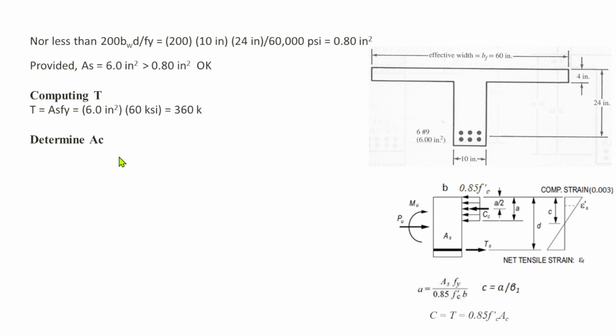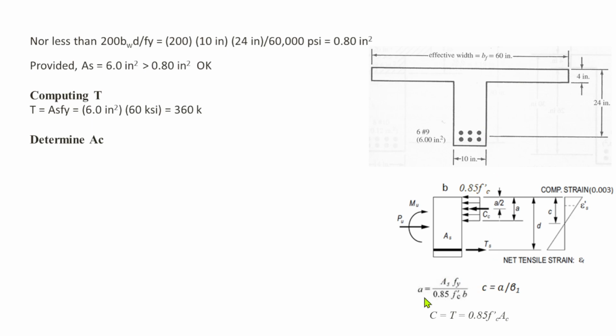The next one is to determine the value of C, the compressive force, the effective concrete compressive area here. We don't know exactly the value of a. And second, we don't know exactly the location of a, whether it is within the flange or within the depth of the web.